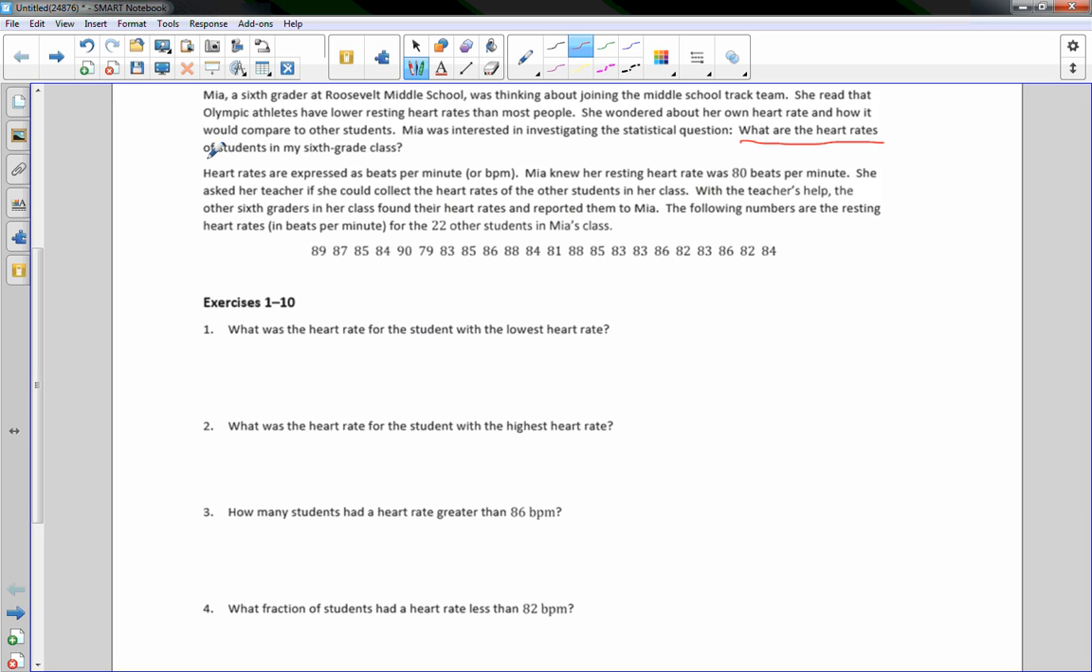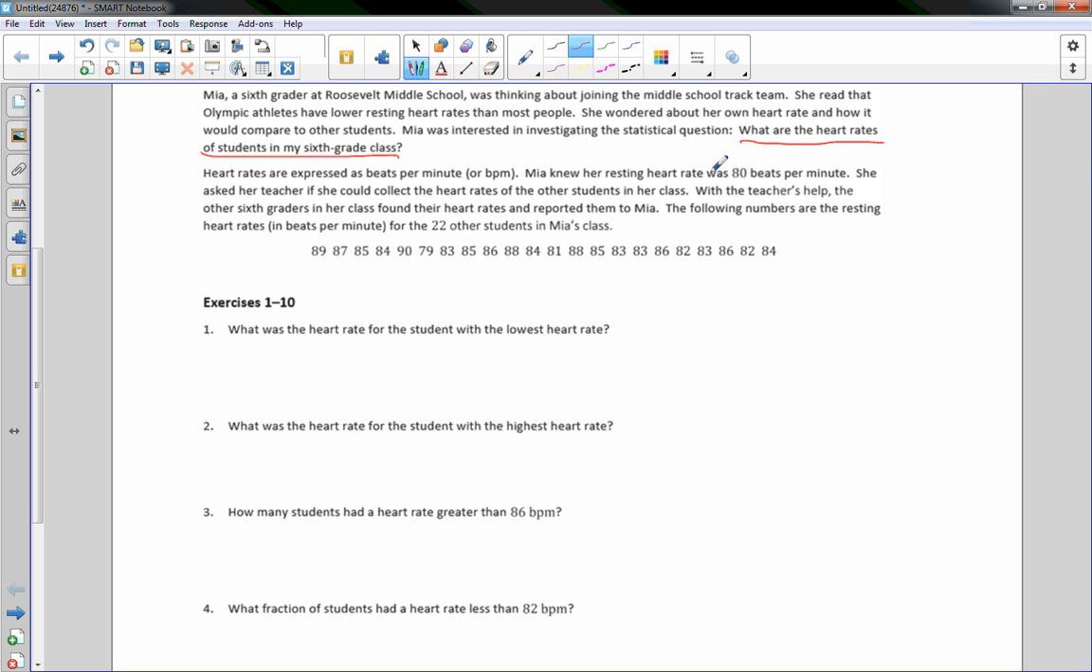So there is the question. So heart rates would be so many beats per minute. Those are numbers, so this is numerical data. Okay, heart rates are expressed as beats per minute or BPM. Mia knew her resting heart rate was 80 beats per minute.